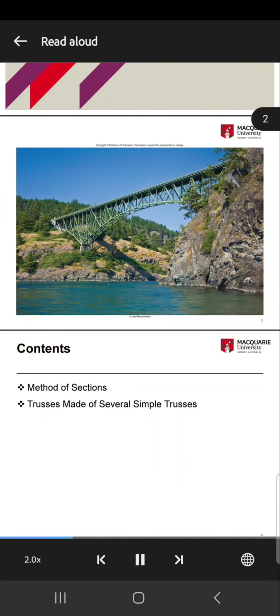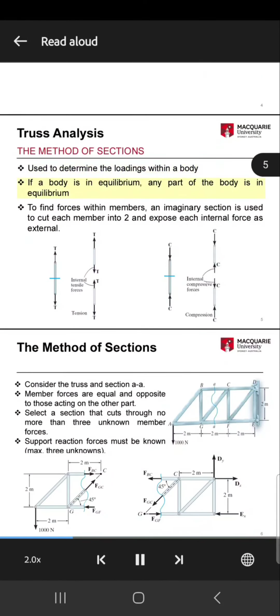Method of sections. Stress analysis. This is used to determine the loading of the body. If the body is in equilibrium, any part of the body is in equilibrium. Define forces with numbers. Imaginary sections are used to expose internal forces so they can be treated as external.